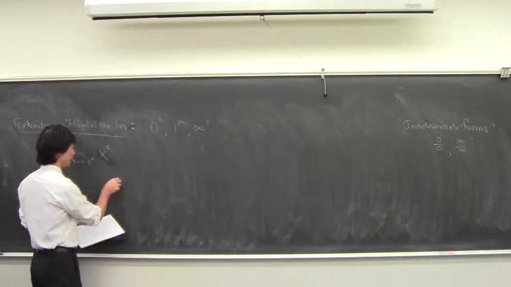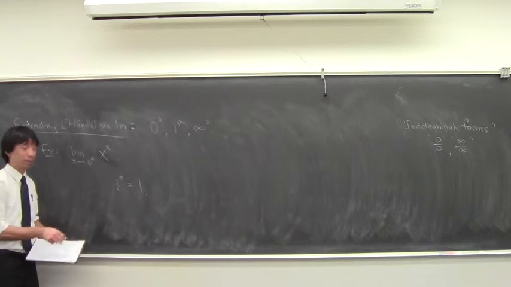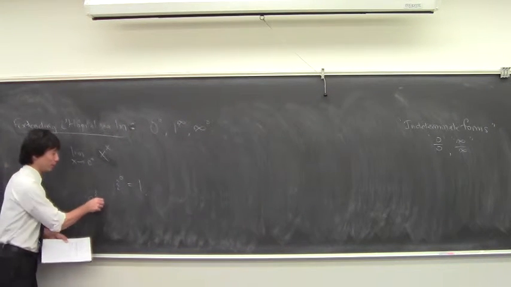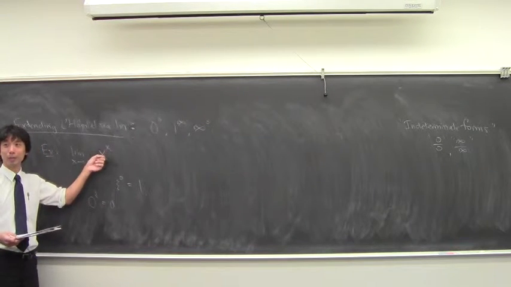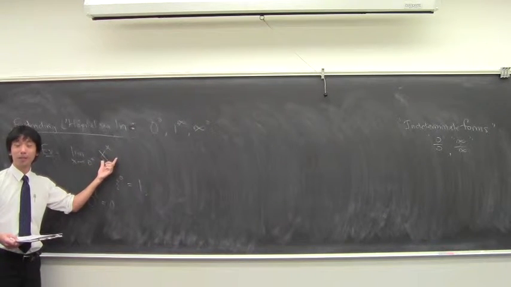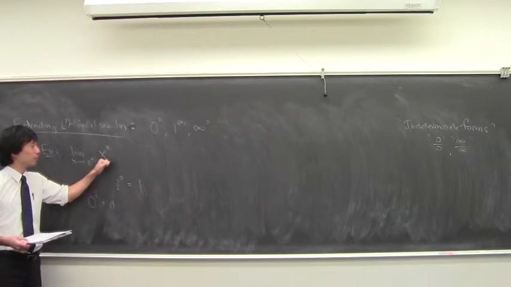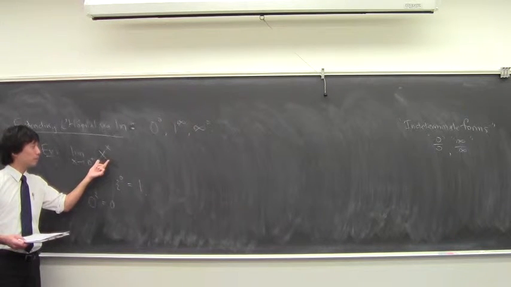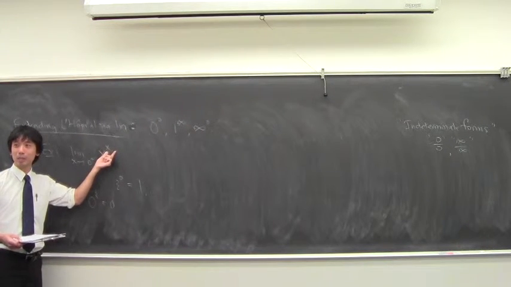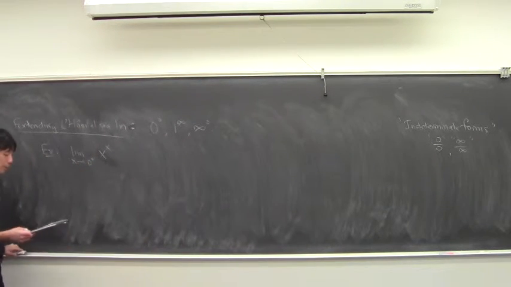Anything to the 0 is 1, right? But the base is becoming 0. What's 0 to anything? 0. Right, 0 to anything is 0, and anything to 0 is 1. So there's a competition that goes on, again the analogy of the race. Which of these properties wins out? Does the base go to 0 fast enough that the 0 wins out, or does the exponent go to 0 fast enough that the exponent wins out? It's a tug of war, and we'll see what happens using L'Hopital's rule.